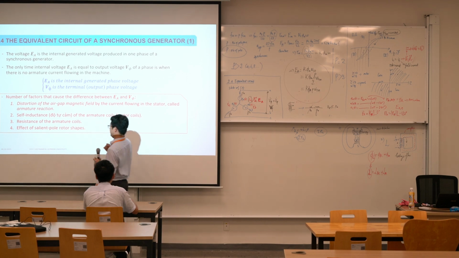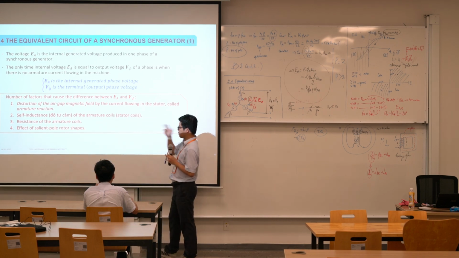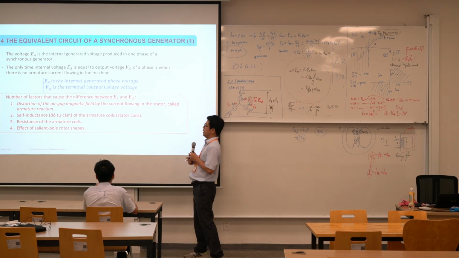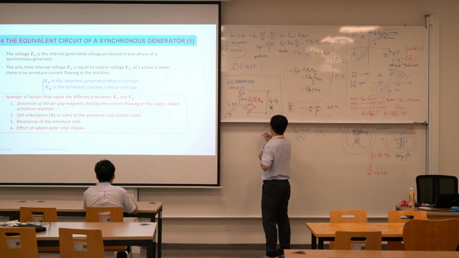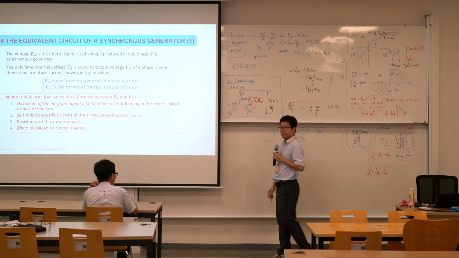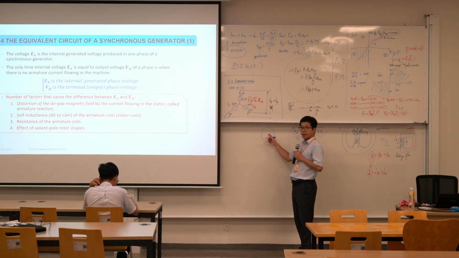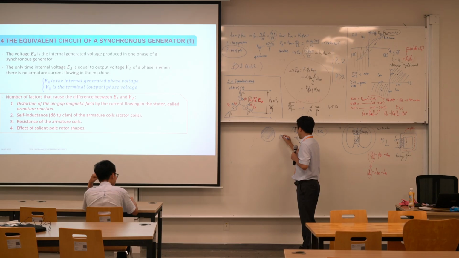The last one we talk about salient poles, because of the different shape. What does different shape mean? We hope we can get a circular shape, a circular shape of the rotor. This is uniform. But if we have salient poles like this, right? Like this.